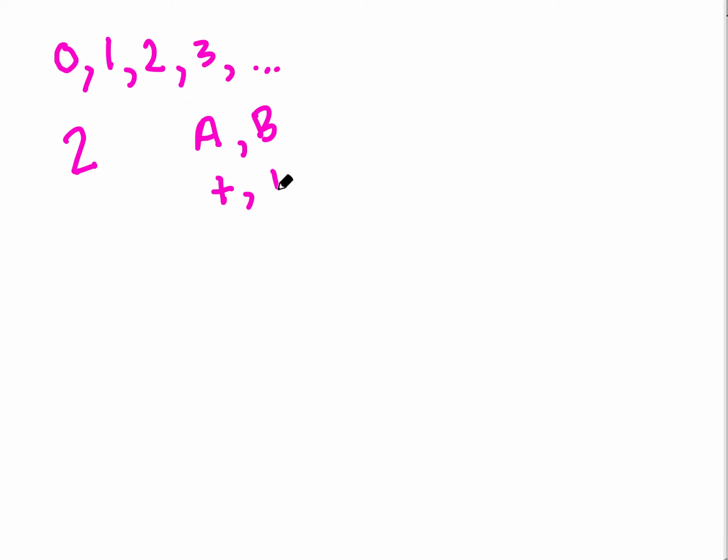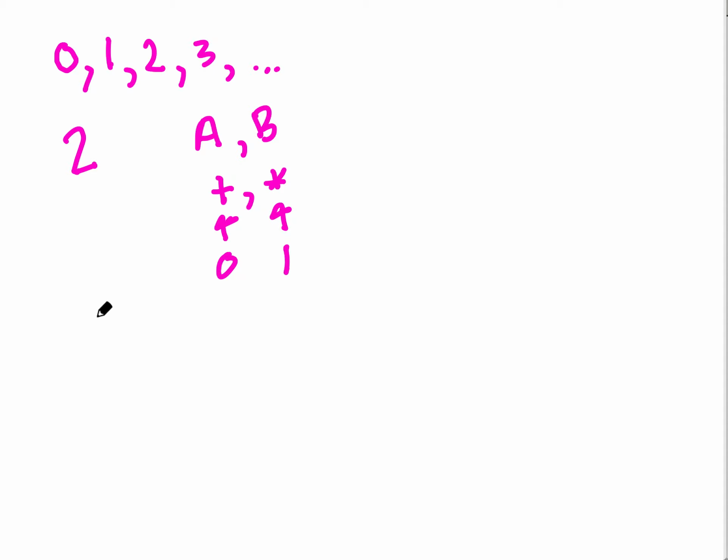We have 0, 1, 2, 3. These are the finite ordinals. If we take something like 2, 2 allows us to order two things. So let's say a and b, or plus and times. Basically the way we're going to order these two things is we're going to associate 0 with this and 1 with this. Now let's say I wanted to order an infinite number of things.